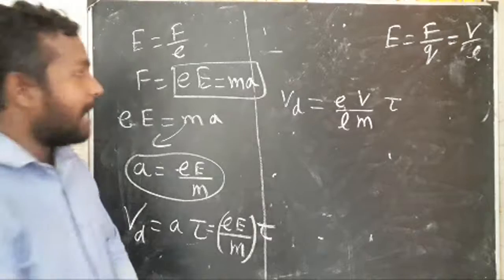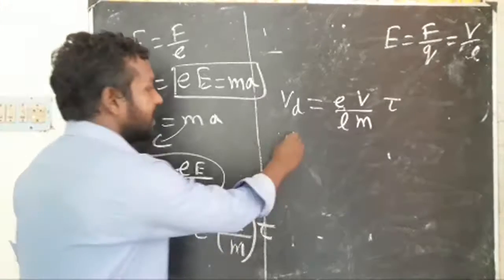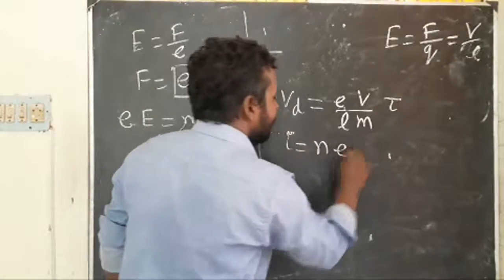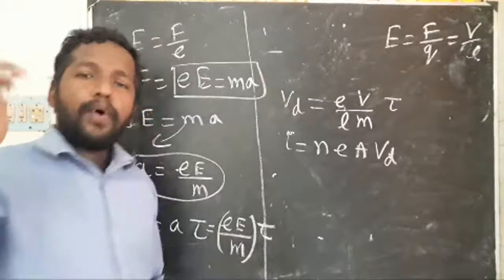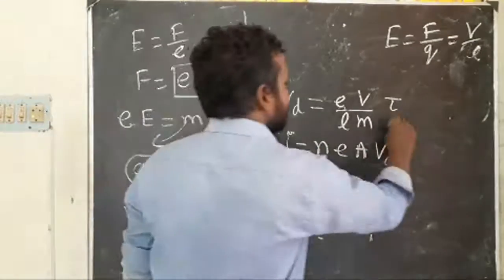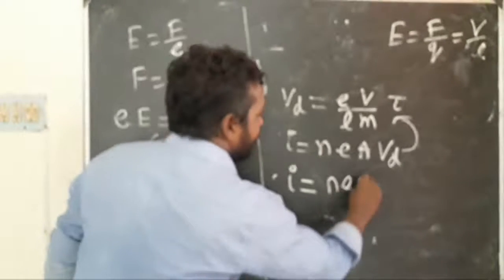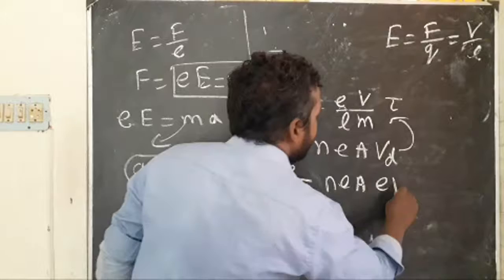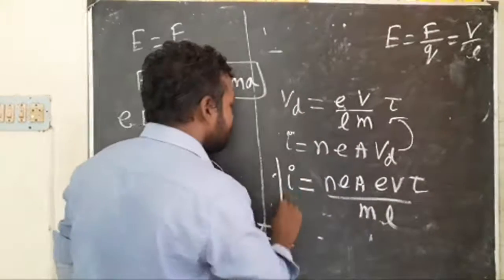Now I am going to relate with current. We know already the current equation: I is equal to n e A v_d. This we know already, what is the current. Now we found what is drift velocity, so I am going to substitute. I is equal to n e A times v_d, which is e V tau divided by m L. This is the main equation.